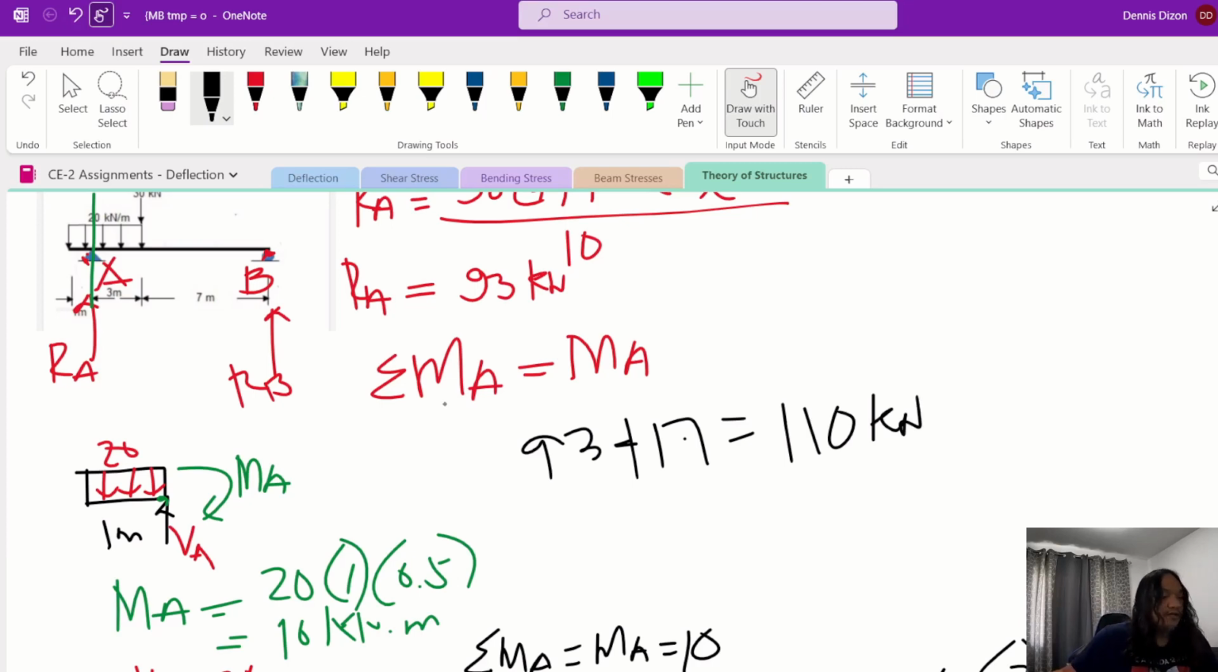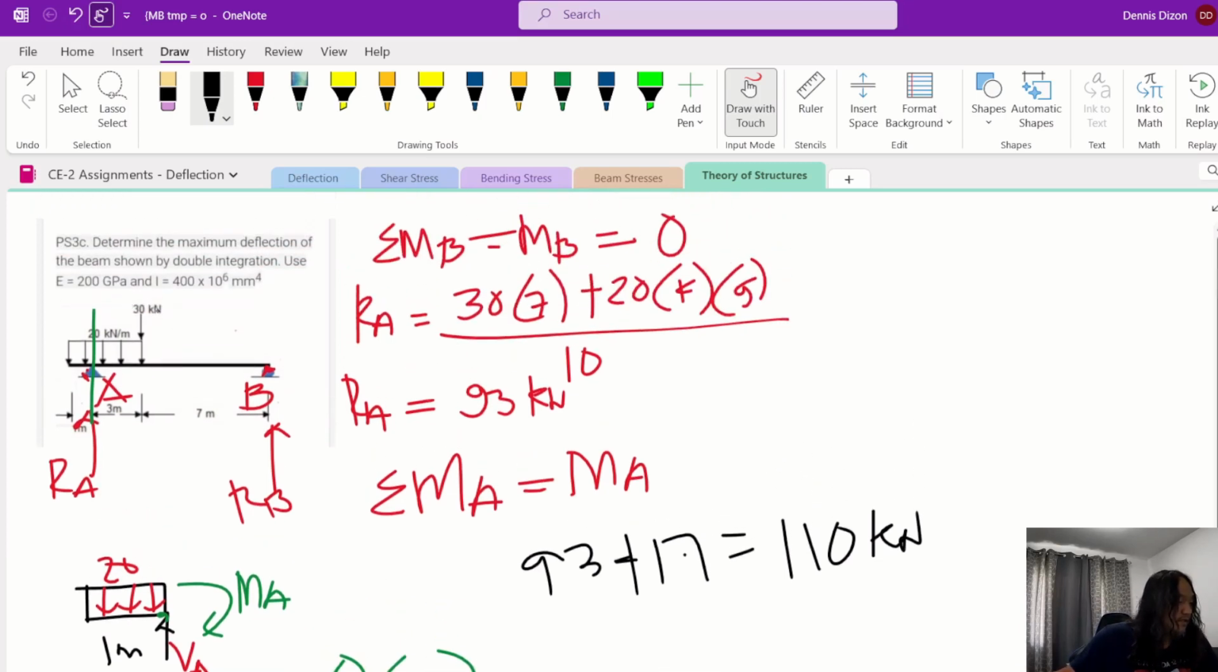Now, if you look at the load diagram, we have a concentrated load of 30 kilonewton, and then 20 times 4 is 80. So 80 plus 30 is 110. So therefore, our reaction is correct.